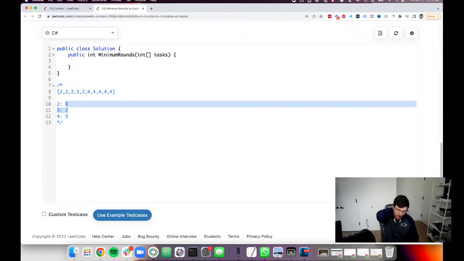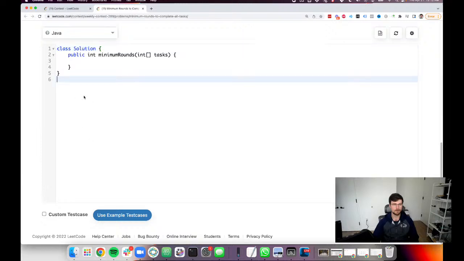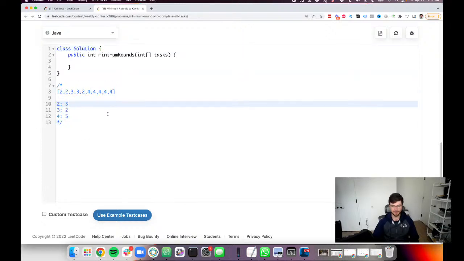And so if the number is 2 or 3, then we know that it's exactly 1. If the number is 1, then we know that our result is invalid. And let's say that we get bigger than that. Well, essentially what we want to do is combine sets of 3 tasks at a time, right? Because that's going to reduce our amount the fastest possible.